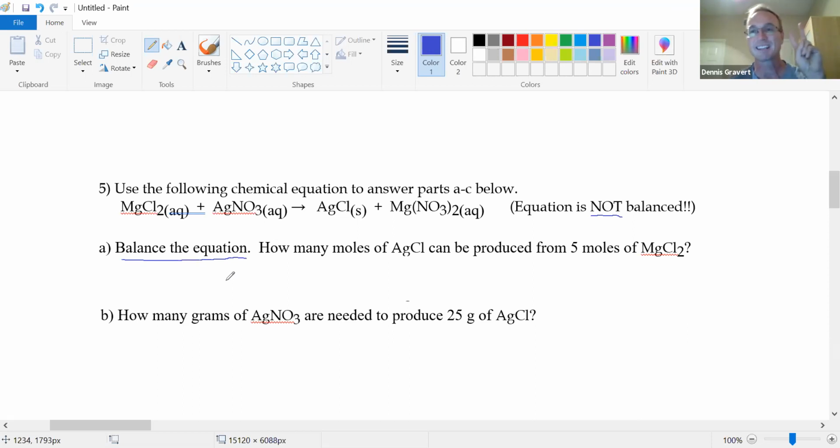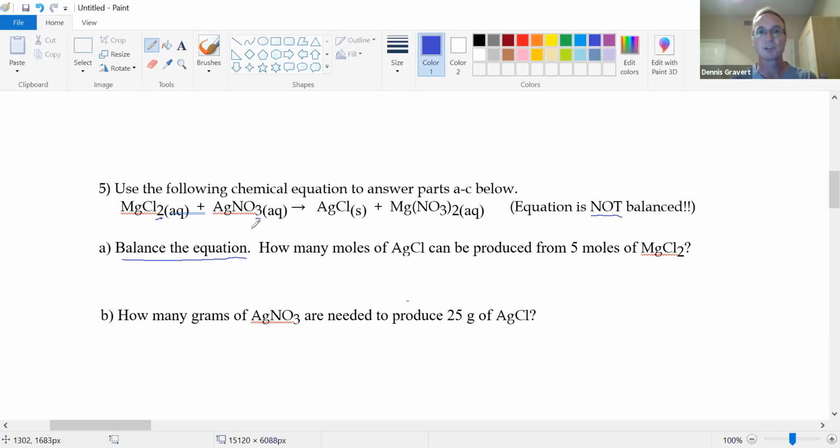So there's 2 main ideas or 2 tips, advice when you're balancing equations. 1, don't change the subscripts. So you can't change this 3, you can't change that 2, and so forth. That's out of bounds. That's changing the recipe. You can't do that. Second tip is save the simplest for last.